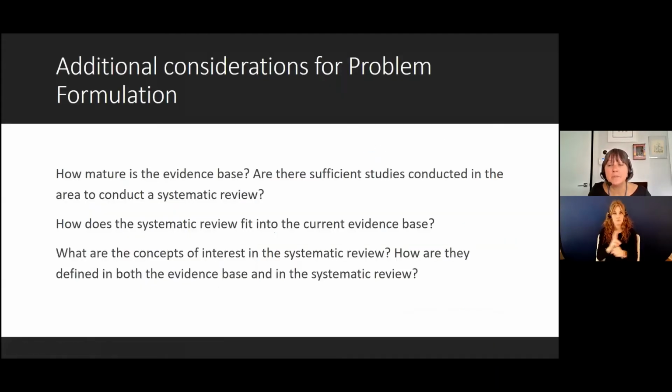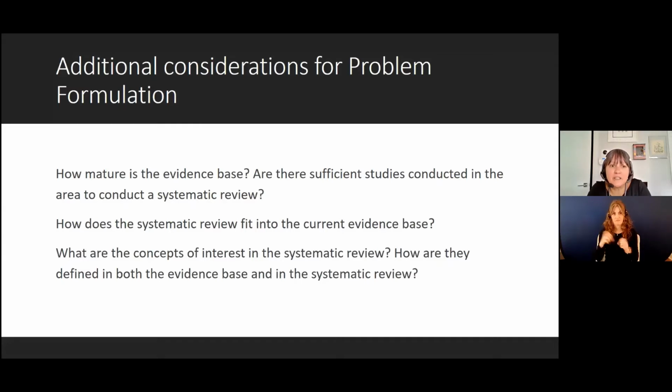Okay, and then a couple of additional considerations when you're thinking about developing your research question for your systematic review. One question is how mature is the database? Are there sufficient studies available to you to conduct a systematic review? What I mean by that is if you're interested in studying a brand new intervention that was just developed, this might not be the time to do a systematic review. As you're thinking about developing a research question, you need to think about how much literature really is out there. Is it the time to do this kind of review?